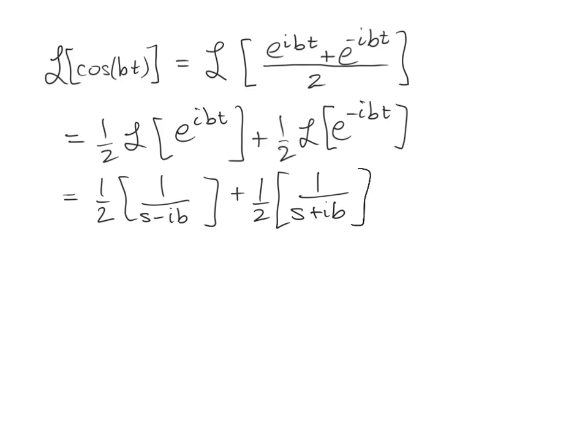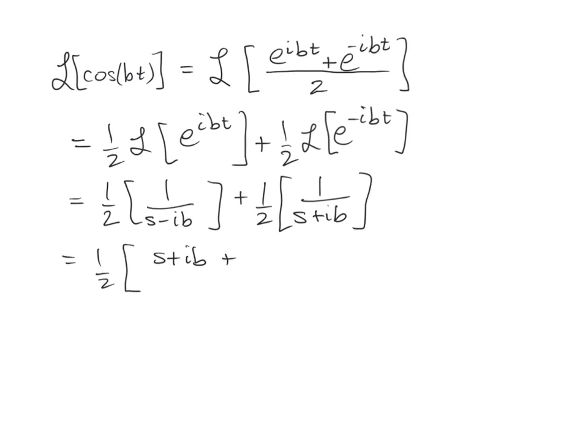All right, and now we can go ahead and actually add these two together with common denominators. So we get 1/2 of the sum, multiplying the top and bottom by this, we get plus s plus ib. And then back here, multiplying top and bottom, s minus ib. And then over the product, s minus ib and s plus ib.